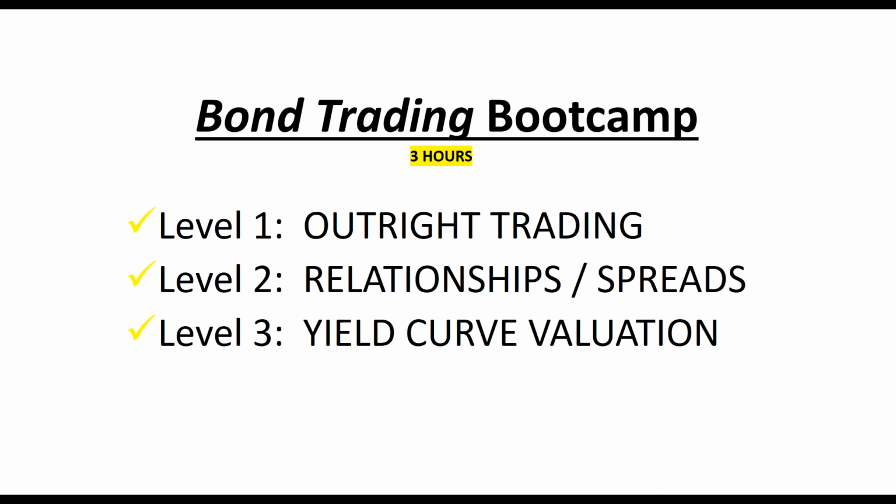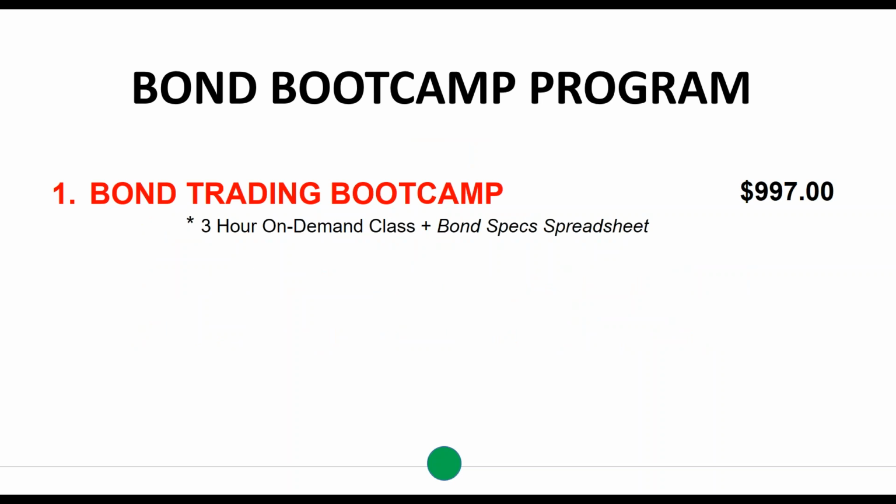Level 2 is about spreads. We look at different relationships. And level 3, we get into yield curve valuation. We really dig into the yield curve valuation. It's 3 hours of content. Okay? Not sure what to value it at. Call it $9.97 because you really can't learn it anywhere else. It also includes a bond spec sheet that goes over each contract, the margin, etc.